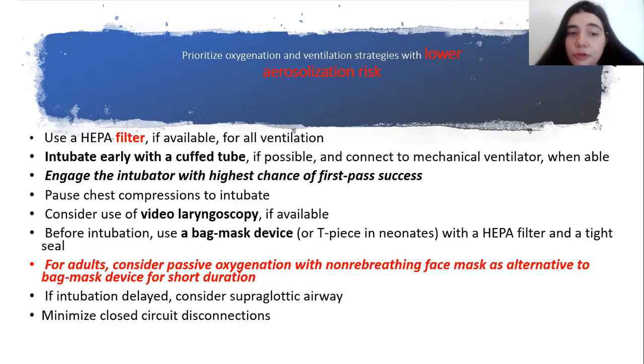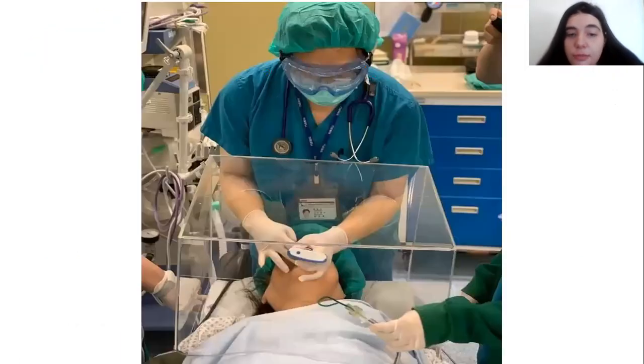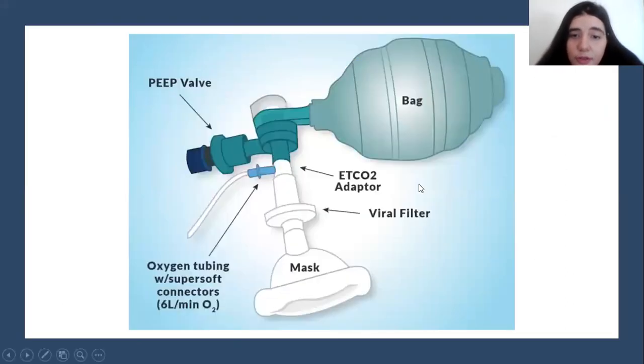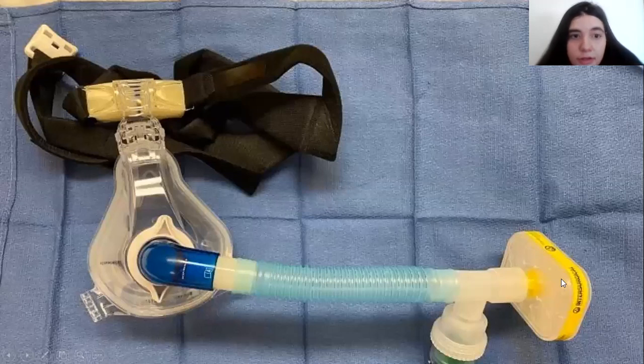And before intubation, use a bag mask device with a filter, of course. For adults, consider passive oxygenation with a non-rebreather face mask as an alternative to a bag mask device for short duration. If intubation is delayed, consider a supraglottic airway. Minimize closed circuit disconnection. And here we can see intubation with decreased risk of exposure. You can see here the CO2 adapter, the viral filter, which is the most important thing to do. Here also we have the viral filter.